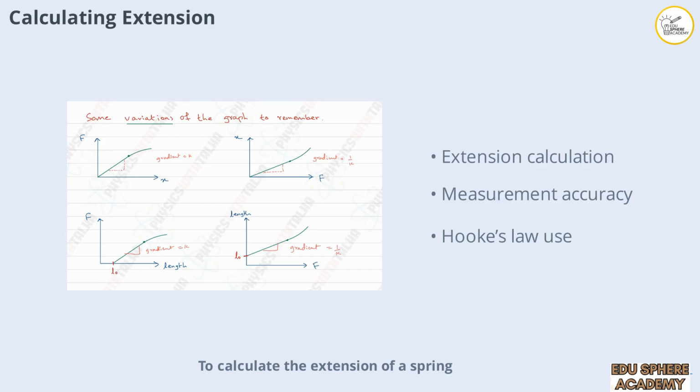To calculate the extension of a spring, subtract the original length from the new length after applying a load. This value x is used in Hooke's law to determine the force or spring constant. Accurate measurement is key to reliable results. This calculation helps in experiments and real-world applications, such as designing suspension systems or measuring forces in mechanical devices.